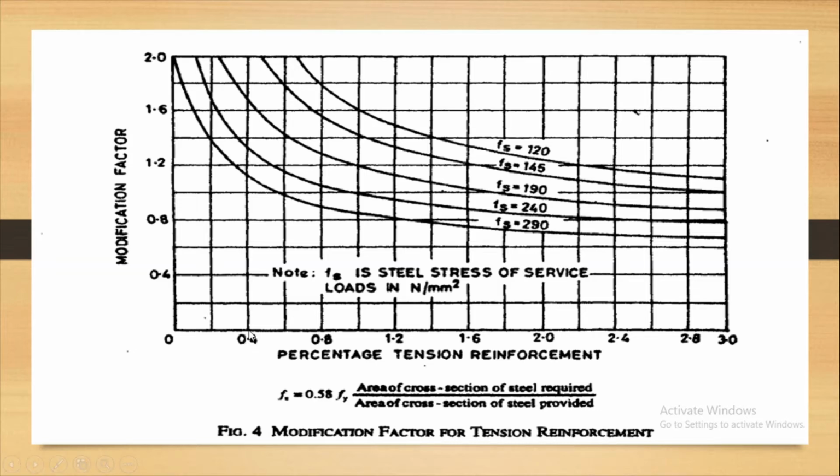If I extend a line from 0.4 percentage of tension reinforcement towards the upward direction, it meets at this point on this curve, which has the value Fs equal to 290. So on this point, what I have to do is draw a horizontal line toward the left side from here, like that. So this is the value for gamma, or we can say the modification factor.